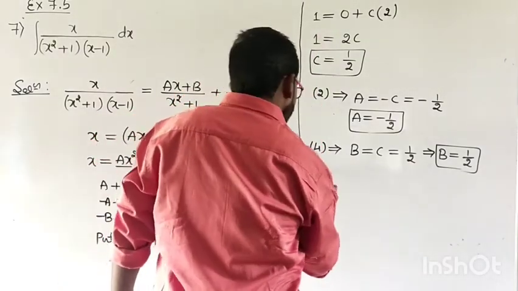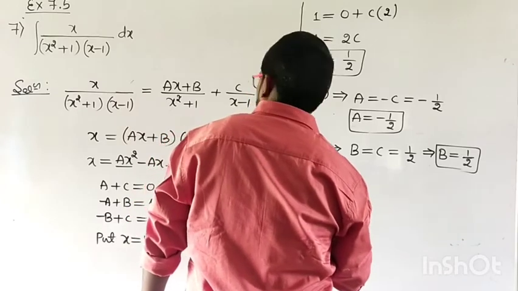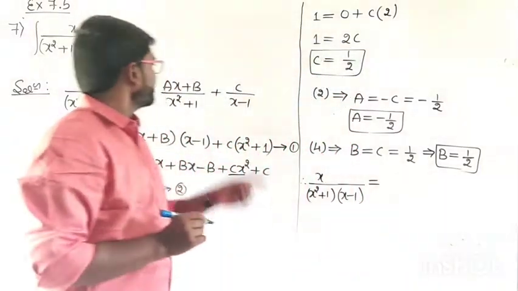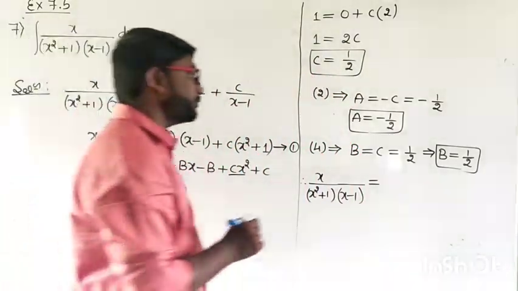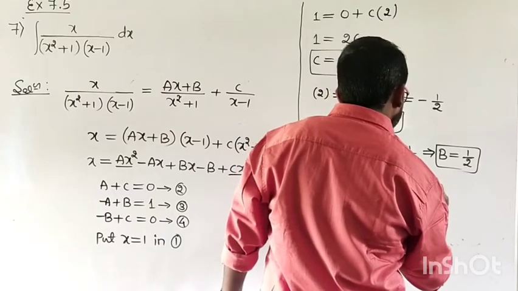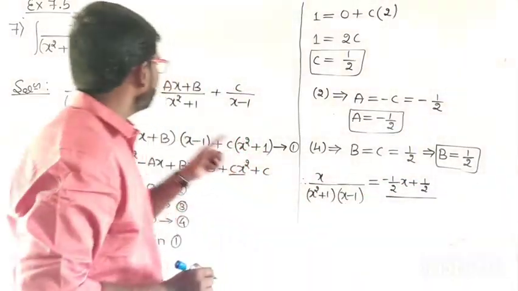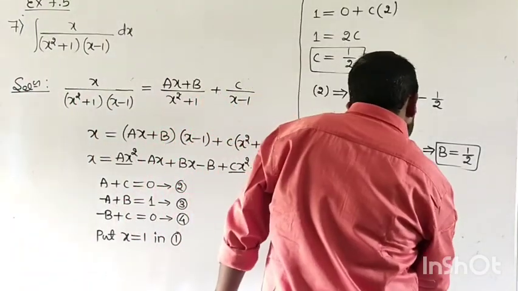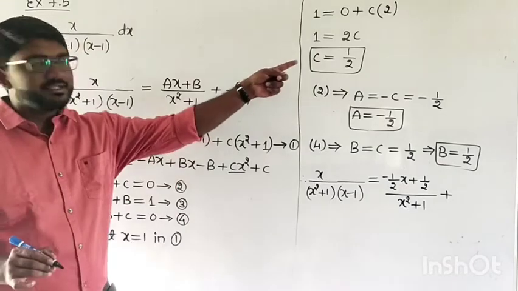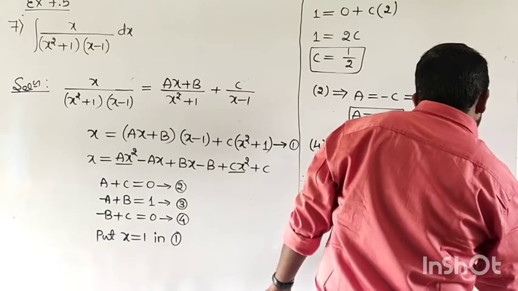Therefore x divided by (x square plus 1) into (x minus 1) is equal to (ax plus b) divided by (x square plus 1), where a is minus 1 by 2 and b is 1 by 2, plus c divided by x minus 1, that is 1 by 2 divided by x minus 1.